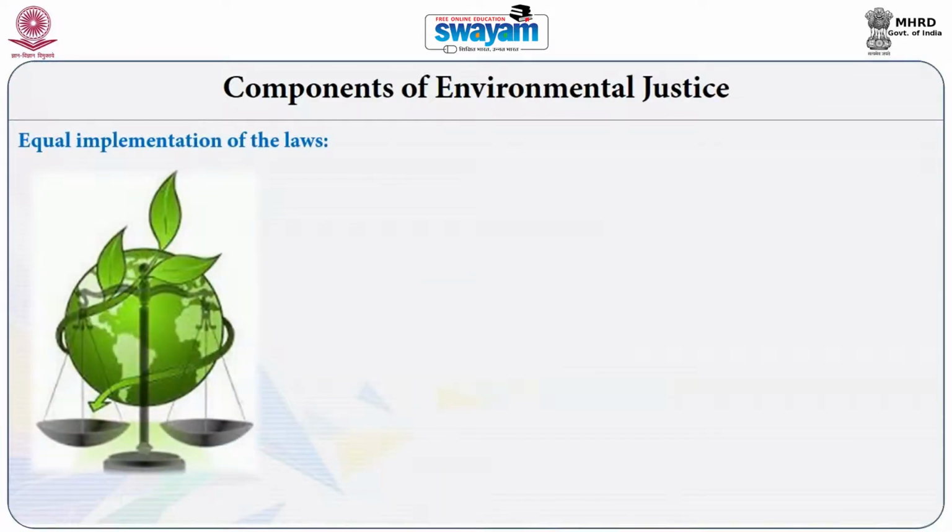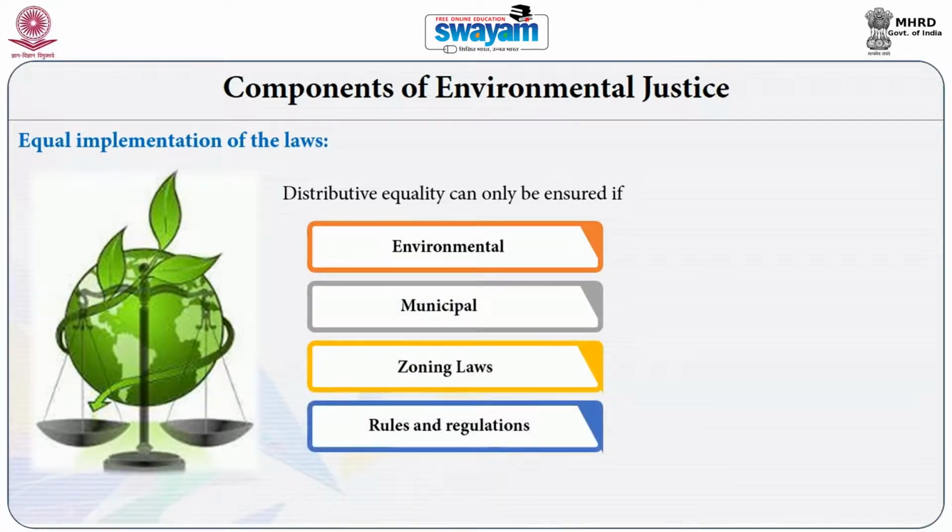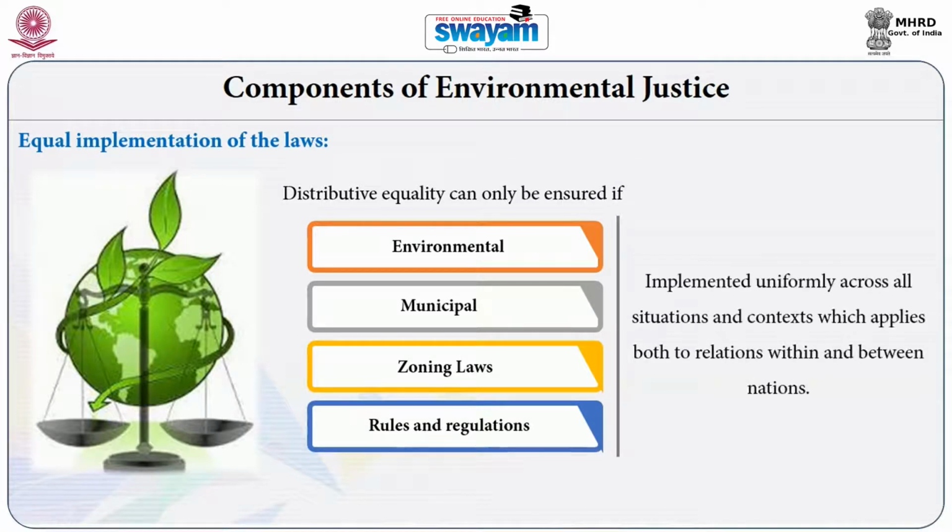The second principle or second component is the equal implementation of the laws. Distributive equality can only be ensured if environmental, municipal, zoning laws, rules and regulations are implemented uniformly across all situations and contexts. This applies both to relations within and between nations. Now, clearly, if equity in terms of distribution of environmental bads and goods is to happen, this has to be ensured by the governance mechanism.